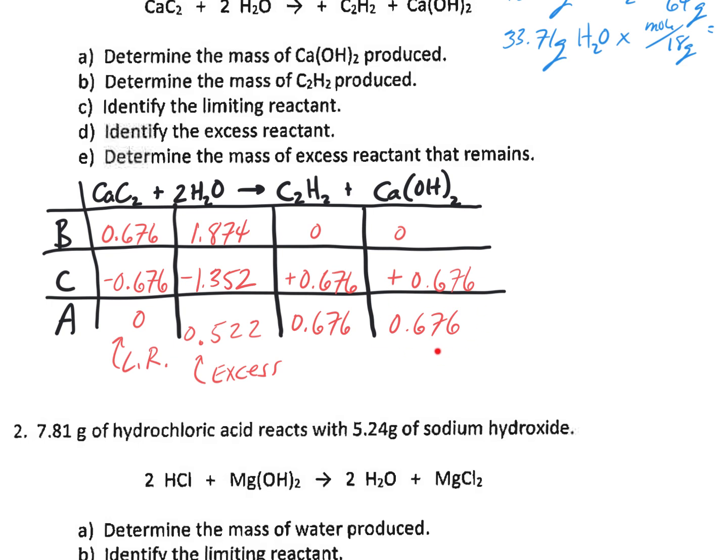We'll find the mass. All right, determine the mass of acetylene produced. This is the number of moles of acetylene. We're going to see how many grams that is. Identify the limiting reactant. We did that. It's calcium carbide. Identify the excess reactant. There we are. We identified it and determine the mass of the excess.